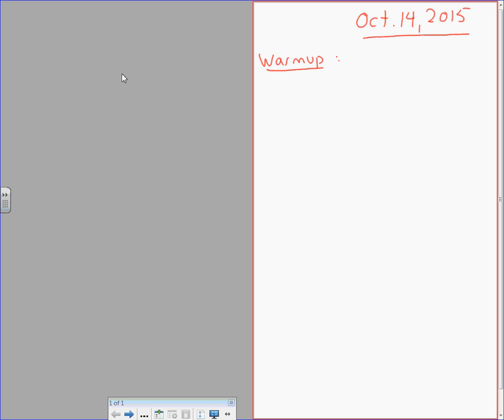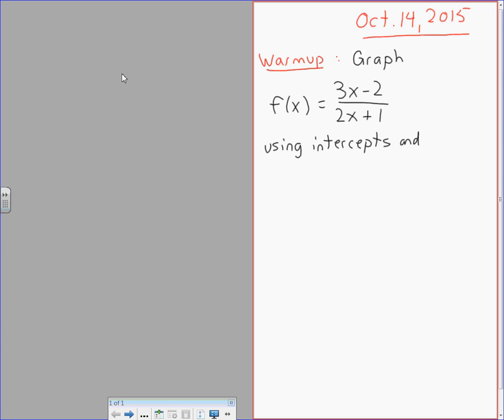It says warm-up: graph f of x is 3x minus 2 all over 2x plus 1 using intercepts and asymptotes.